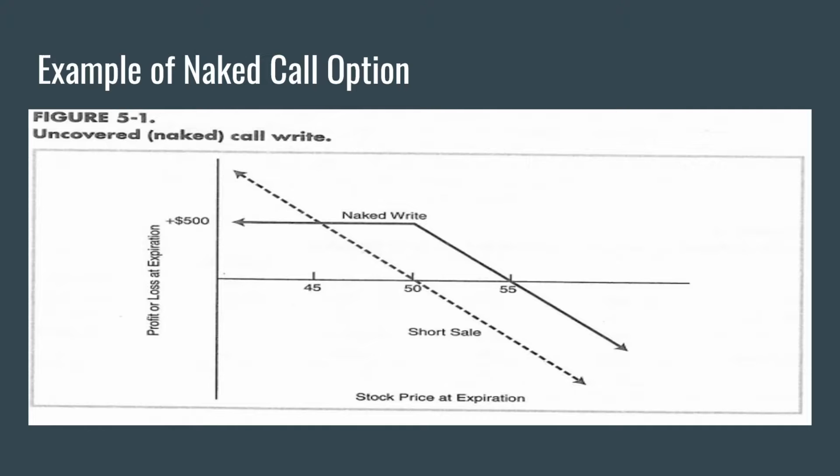if we were to take a closer look at these two strategies, the short sale and the naked write, they will both be equal at 45. Anything above 45, the naked write does better. It has larger profit and smaller losses. But anything below 45, the short sale does better. And the farther the stock falls, the better the short sale is in comparison.